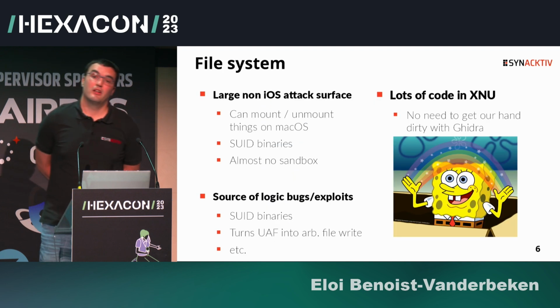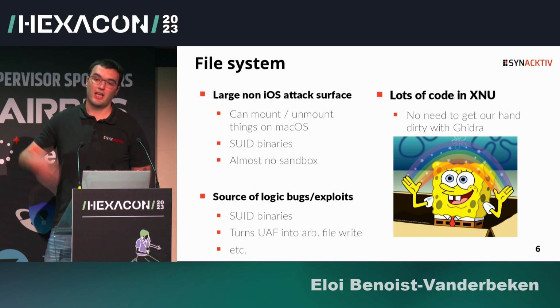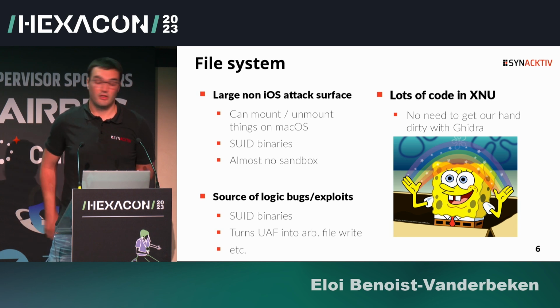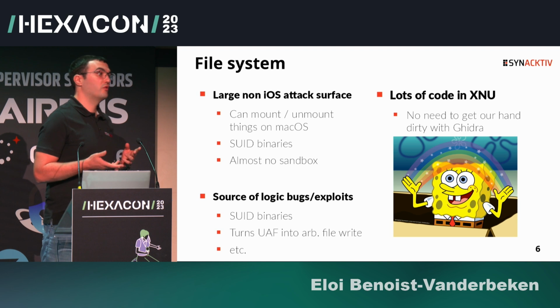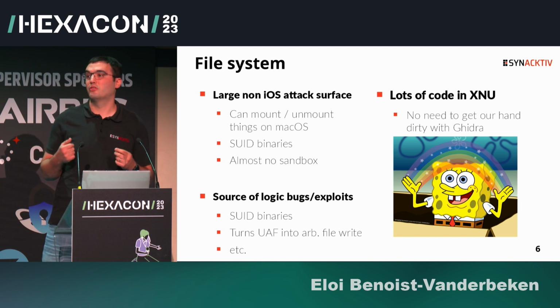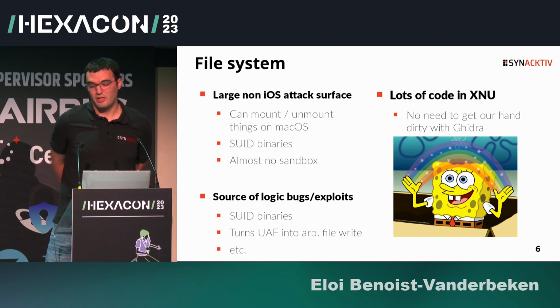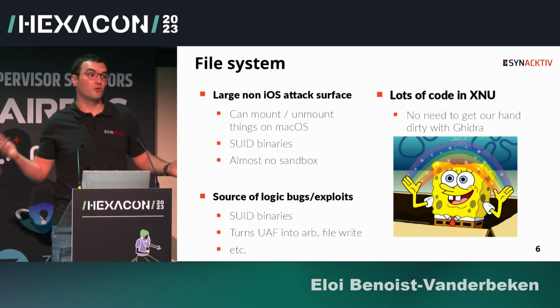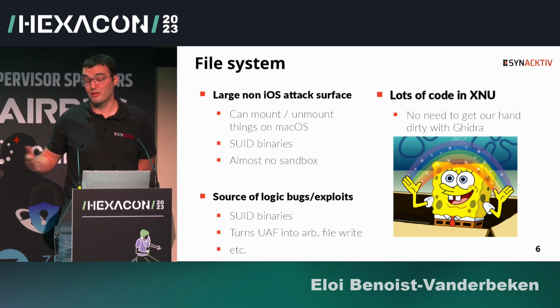There is actually a quite large attack surface in XNU which is mostly macOS only. This is the file system. Because there is a very large non-iOS attack surface, because on macOS, even as a non-privileged user, you can mount and unmount almost everything. So you can just pick any file, and if the format is supported, macOS will happily mount it.